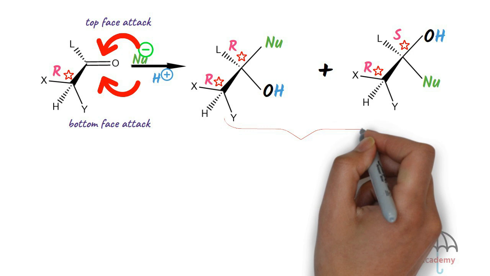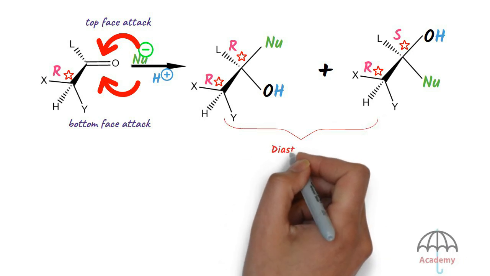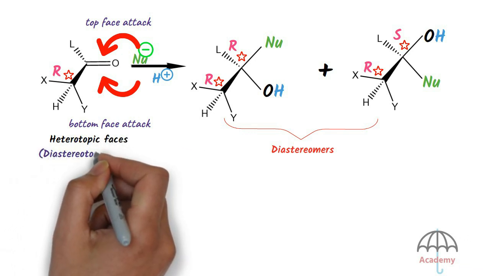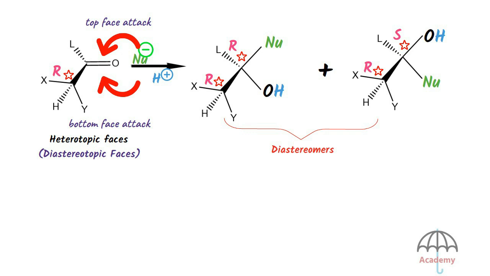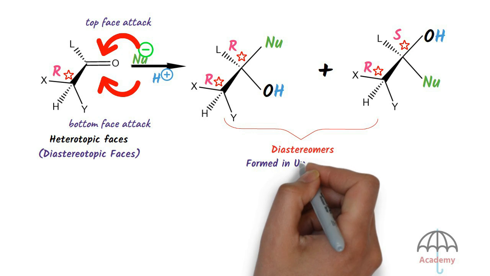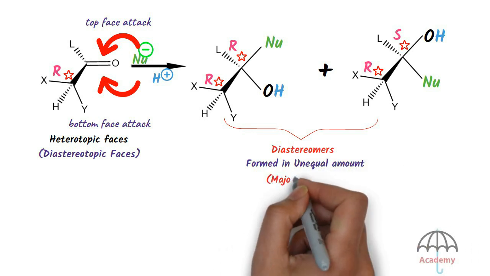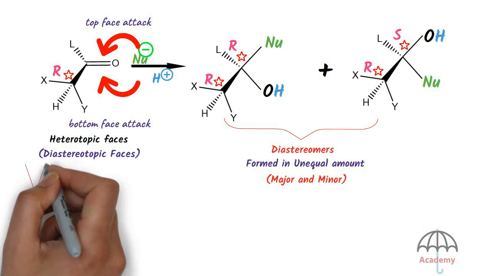Thus, the two products formed are diastereomers. The reactant is said to have heterotopic faces, which are diastereotopic in nature, because diastereomers are formed. These diastereomers are formed in unequal amounts. One product will be major and the other will be minor.